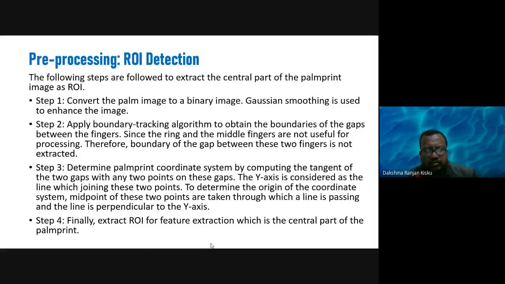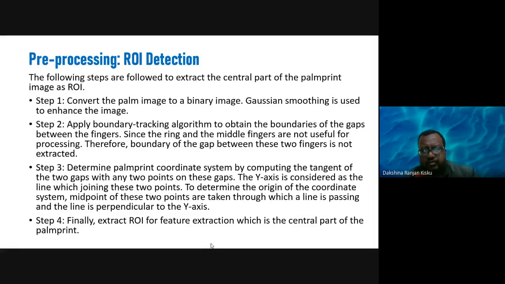Okay, so how is this done? When we apply the boundary tracking algorithm, we obtain the boundaries of the gaps between the fingers. That means the gaps between the little finger and ring finger, and the gaps between the index finger and middle finger. The gap between the middle finger and ring finger is not important, so we don't need to obtain the gap between the ring finger and the middle finger.